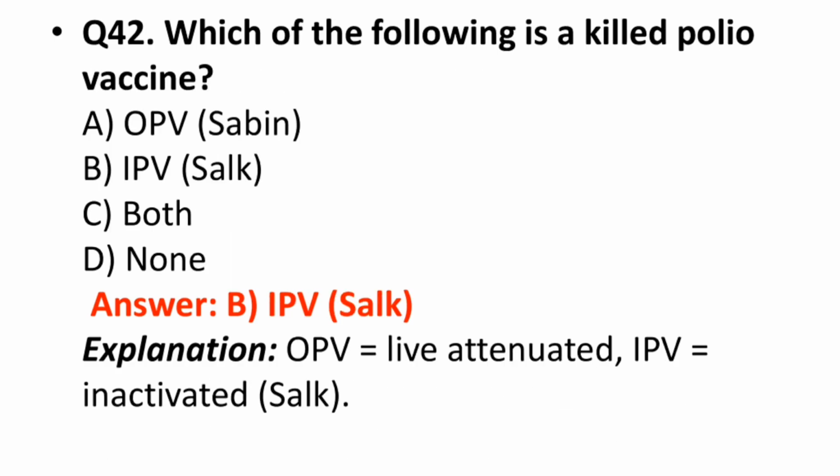Which of the following is a killed polio vaccine? Option A, OPV. Option B, IPV, inactivated polio vaccine. Option C, both. Option D, none. The correct answer is option B, inactivated polio vaccine. Oral polio vaccine is live attenuated. Inactivated polio vaccine is an inactivated vaccine.